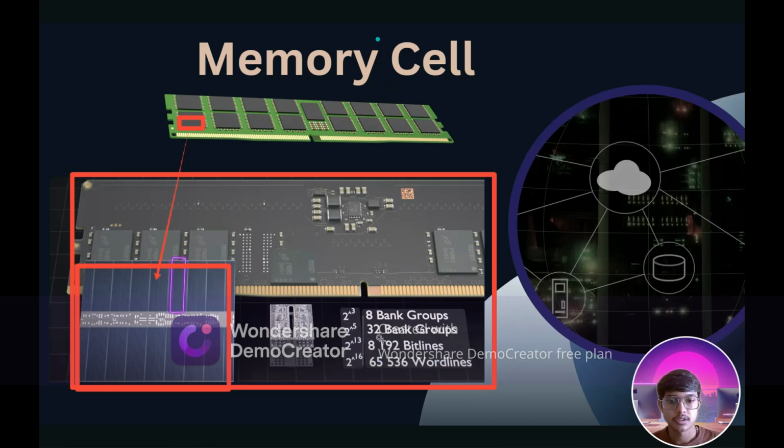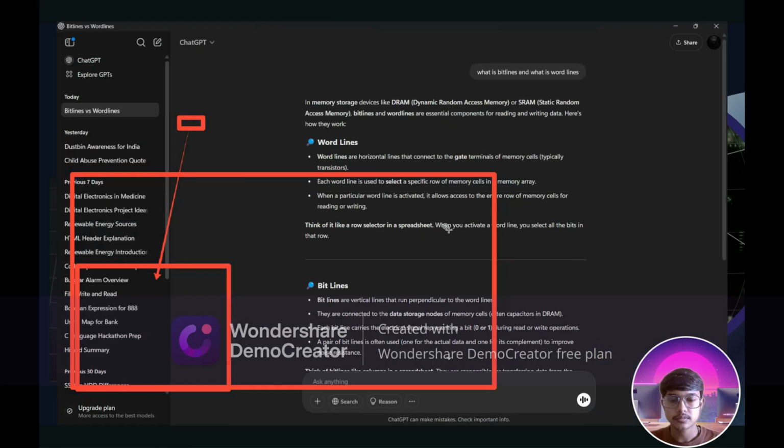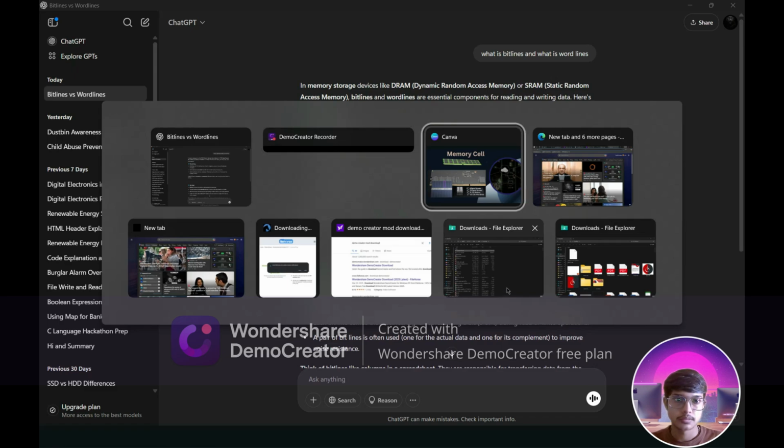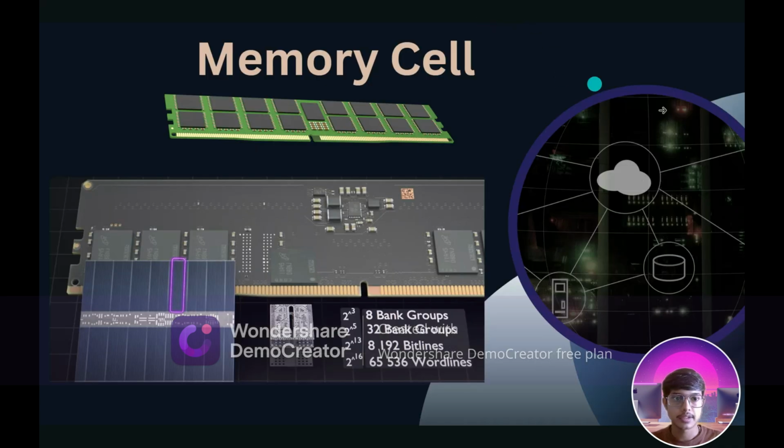Now what does it mean? What are bit lines and word lines? Now we are going to see bit lines and word lines. Word lines are the horizontal lines that connect the gate terminals of memory cells, and bit lines are the vertical lines that run perpendicular to word lines. In a further slide, I am going to show you the structure of both.